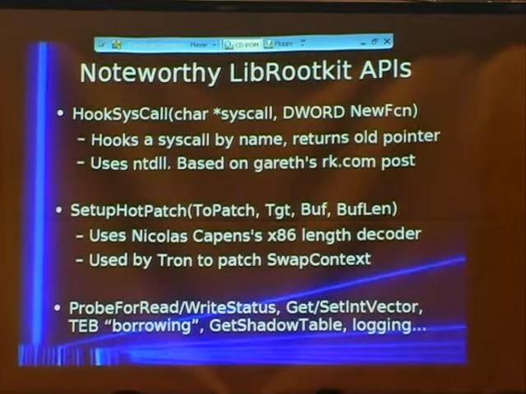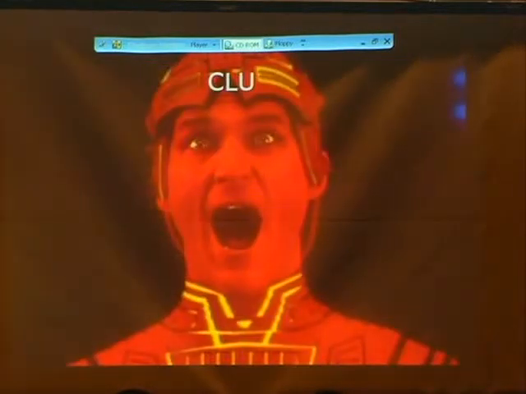And it uses this guy, Nick Cappens, x86 length decoder, very nice length decoder, very, very minimal. And it's also used by patch swap context. And there's an undo for this thing as well. And then these guys at the bottom, TV borrowing and jail table finding and setting interrupt vector or whatever. This TV borrowing is useful for getting a userland pointer to give the system calls that you want to execute from the kernel.